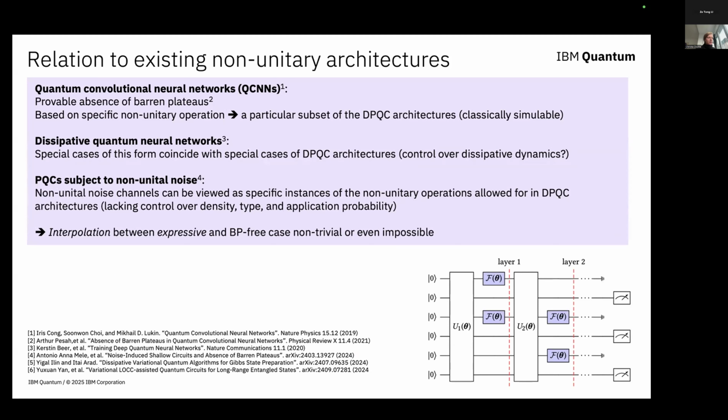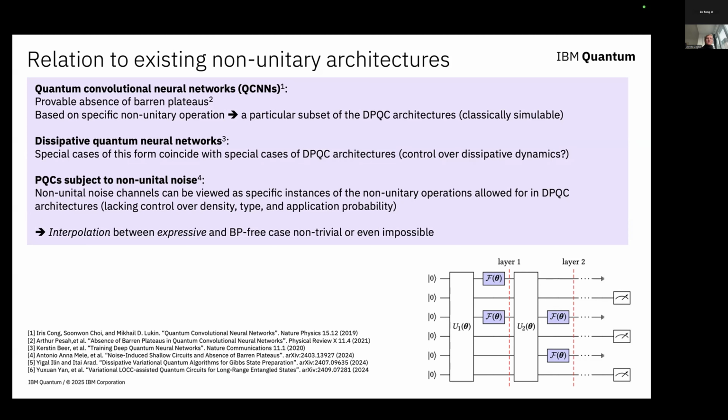However, what's the big difference here? Now, we're somewhat able to simulate dissipative dynamics in a rather controlled setting. Good. Then another research study that's quite closely related is some interesting work around non-unital noise and parameterized quantum circuits.